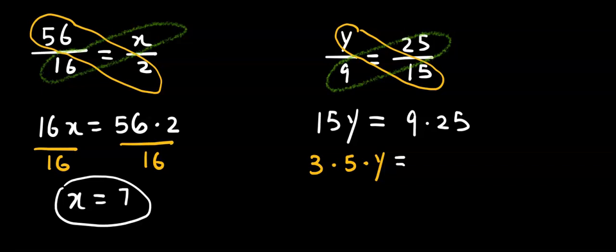Equals. 9 is 3 times 3. Let's use the same color, okay? 25 is 5 times 5. We just write them out as the factors. Remember, left side, right side, you see the same numbers. You can cancel it out.